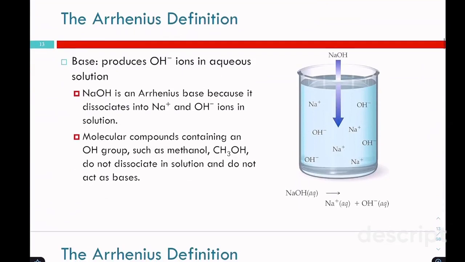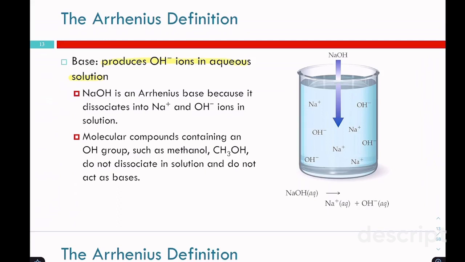All right, so bases, and we'll get to why they're the opposite of acids. Bases produce OH- ions in an aqueous solution. So if you add sodium hydroxide to water, it produces hydroxide ions, OH minus. And it's the fact that it produces those OH minus ions that makes it a base.